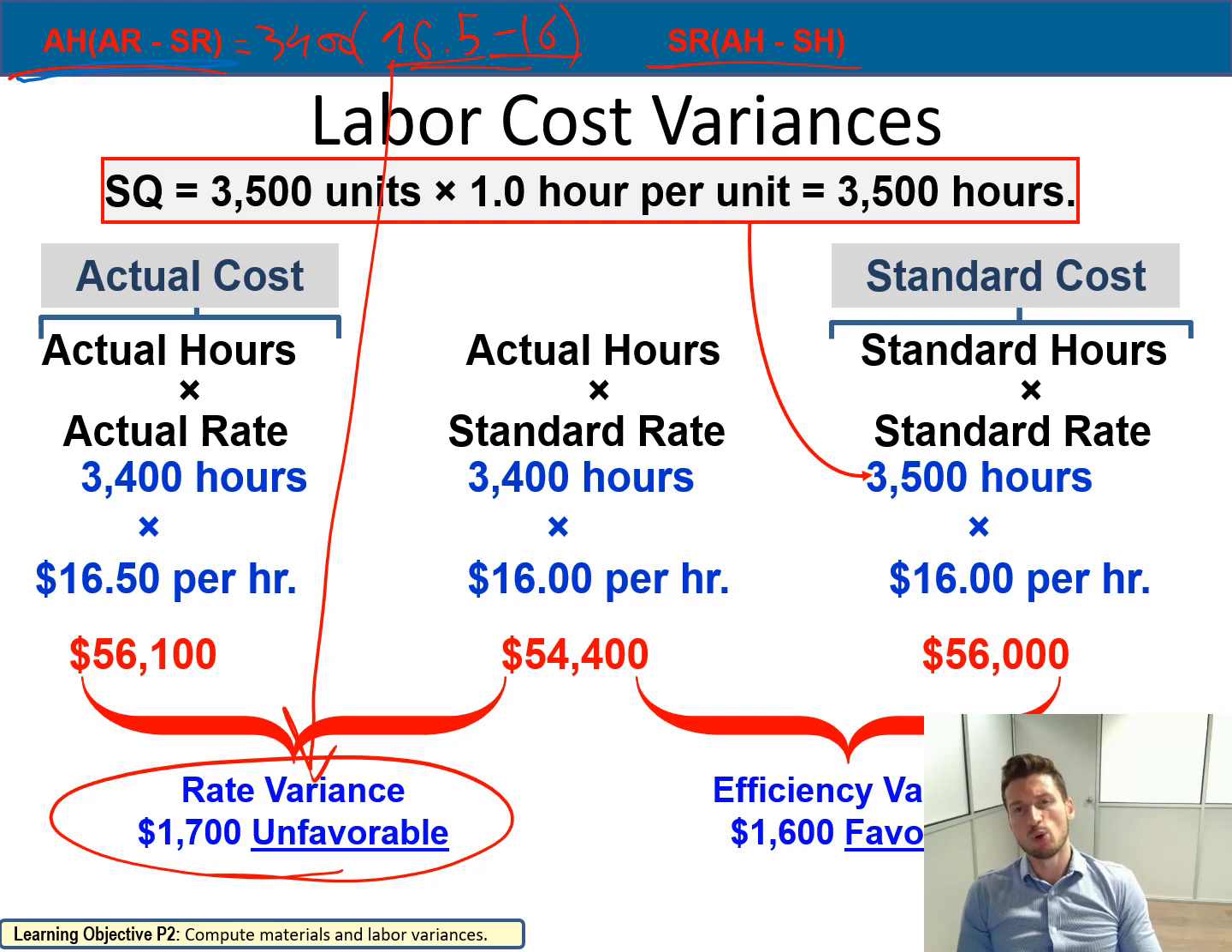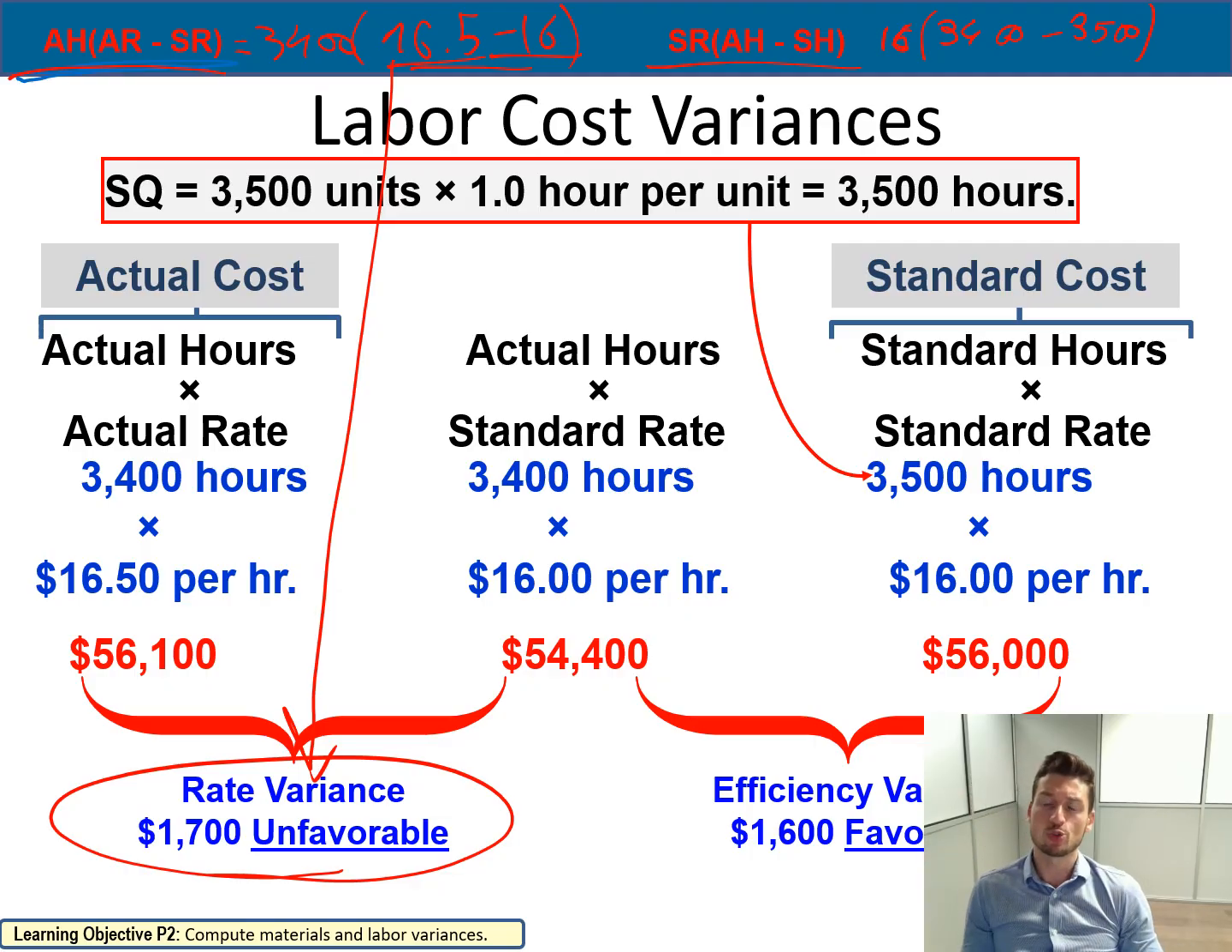Okay. What about your standard efficiency variance? Efficiency variance will be standard rate. Standard rate, if you remember, what's given was 16, over actual hours minus standard hours. Actual hours were 3,400 and standard hours were 3,500. So I was supposed to, 16 here.